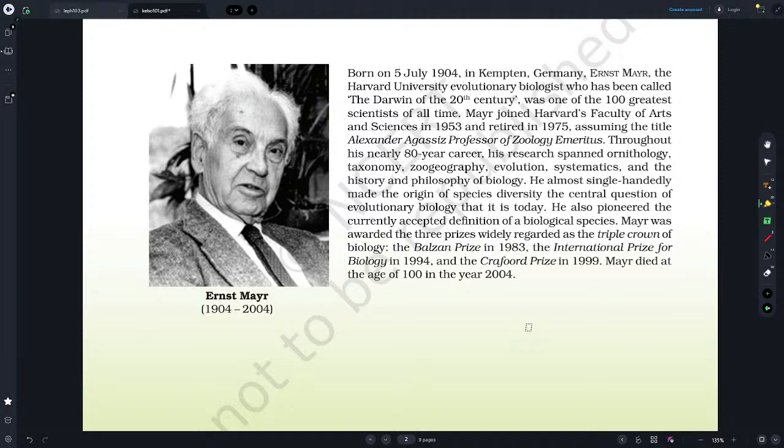He almost single-handedly made the origin of species diversity the central question of evolutionary biology that it is today. He also pioneered the currently accepted definition of a biological species. Mayr was awarded 3 prizes, widely regarded as the Triple Crown of Biology: the Balzan Prize in 1983, the International Prize for Biology in 1994, and the Crawford Prize in 1999. Mayr died at the age of 100 in the year 2004.